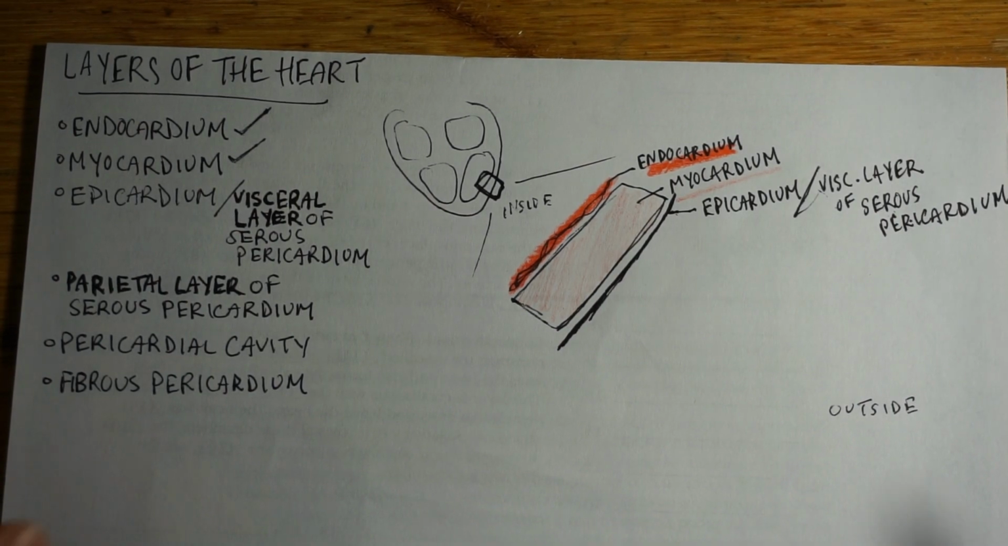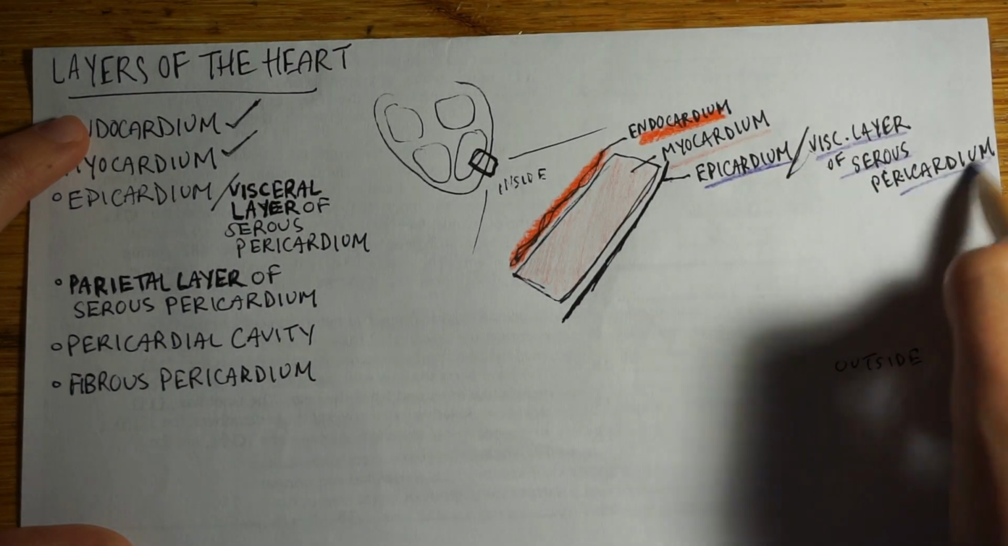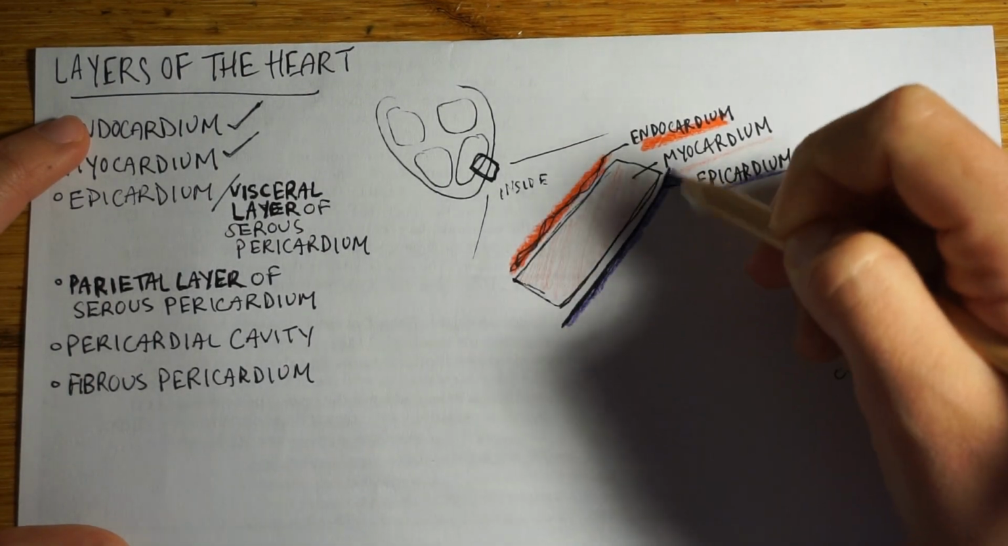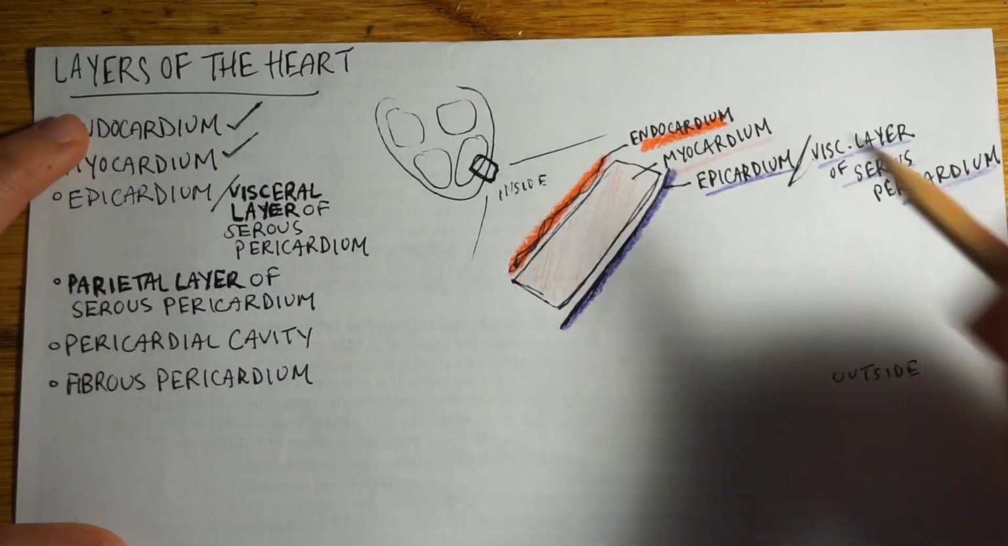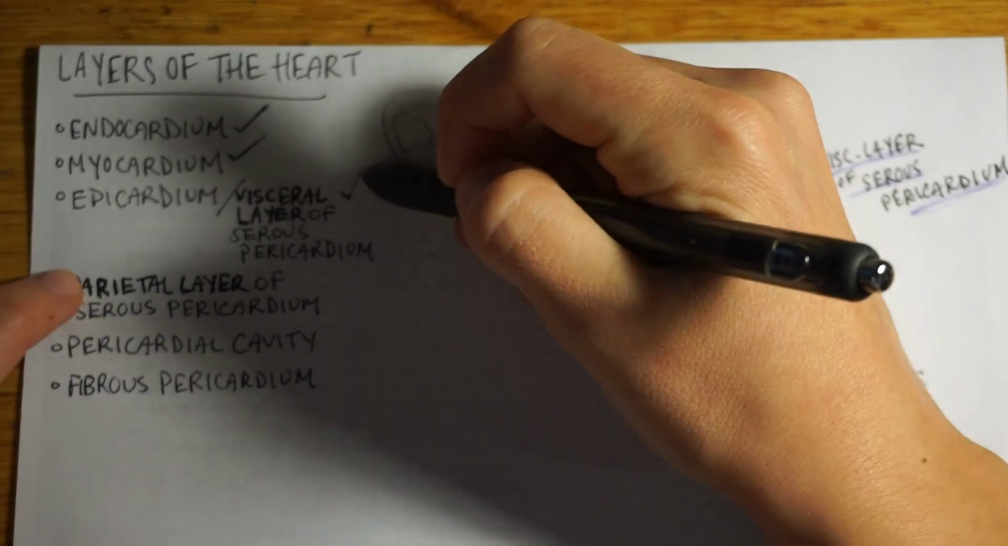So let's give this a color. Let's say the epicardium, which is the same thing as the visceral layer of the serous pericardium, sits just outside of the myocardium, like this. Okay, then, so let's check that off of our word bank over here.